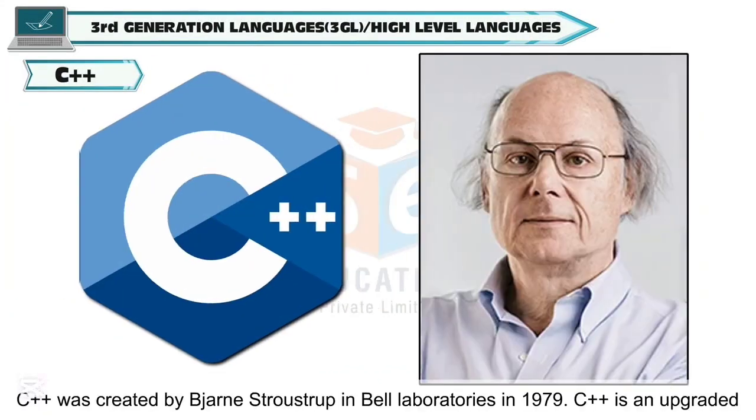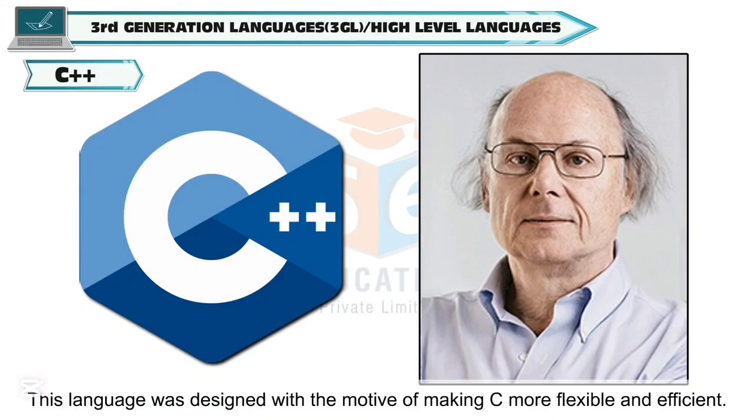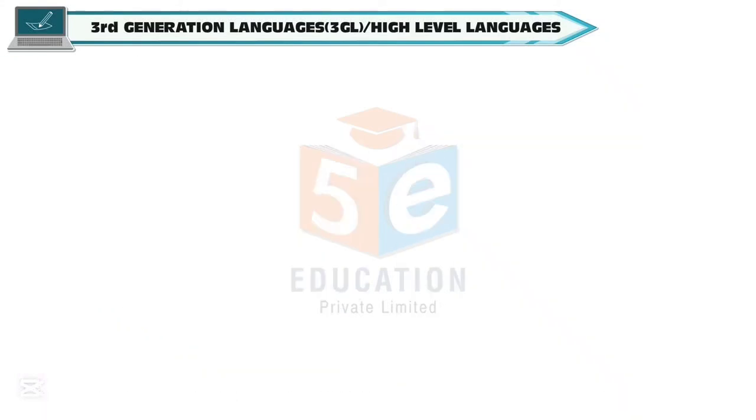C++. C++ was created by Björn Stroustrup in the Bell laboratories in 1979. C++ is an upgraded and object-oriented version of the C programming language. This language was designed with the motive of making C more flexible and efficient.